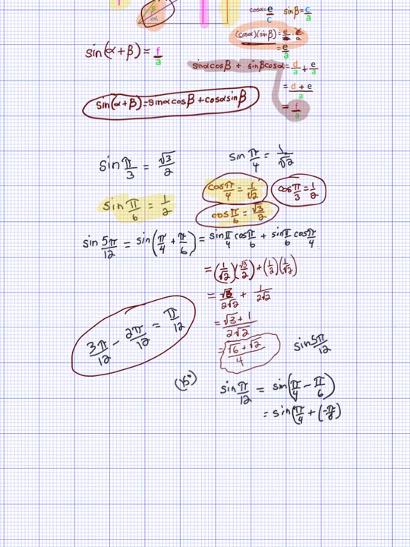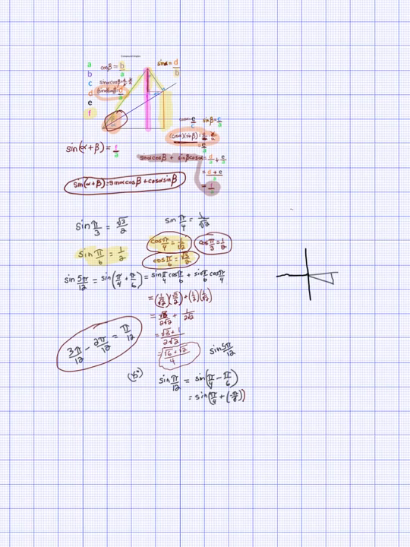Well, we know negative pi by 6. Here's our unit circle, negative pi by 6. The sine of negative pi by 6 is just negative 1/2. And the cosine of negative pi by 6 is still positive root 3 over 2, because we know that negative pi by 6 goes downward, and so the sine has to be negative because it's under the x-axis. But the cosine is still positive because you're still to the right of the y-axis.